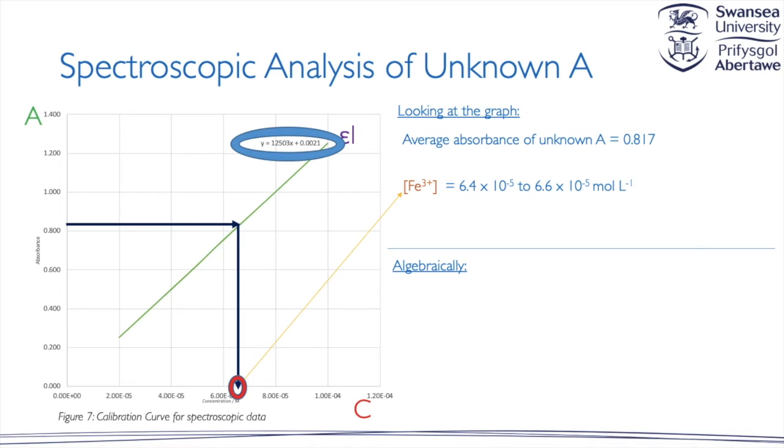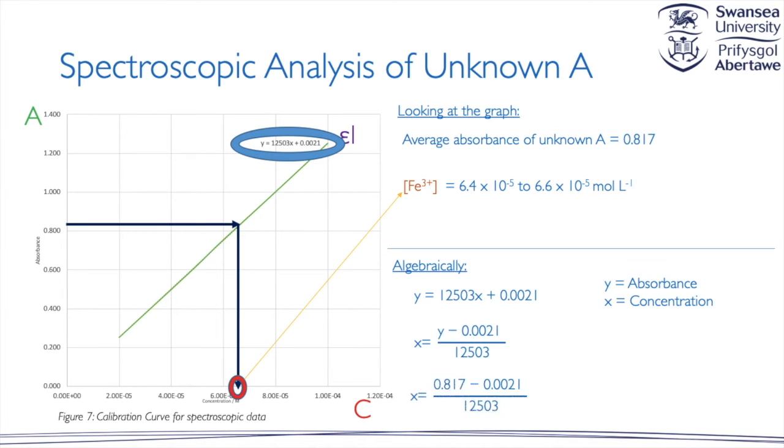So if we use our equation here, we know that y is the absorbance and x is the concentration. Therefore, if we rearrange the equation to get x as the subject, we then input our numbers. Therefore, the final concentration algebraically is 6.52 times 10 to the negative 5 molar.